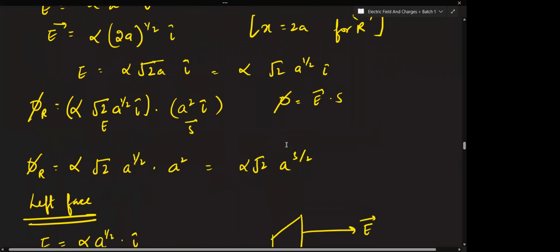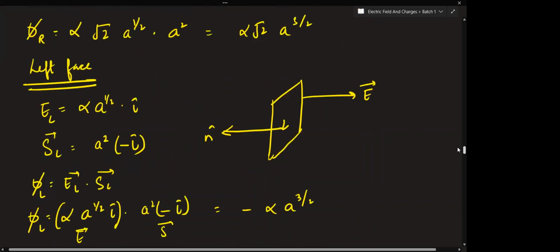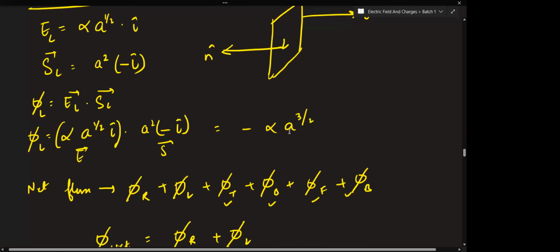Yes, this one. This is clear? Through the calculation, electric field multiplied by the surface area. See, for the left hand side face, because of the direction changing, the area vector and the electric field both were anti-parallel to each other. The unit vector for the surface area came out to be minus i cap, because n cap is directed towards the negative axis now. So that's why we got minus alpha a to the power 3 by 2. All right, so is it clear till here?